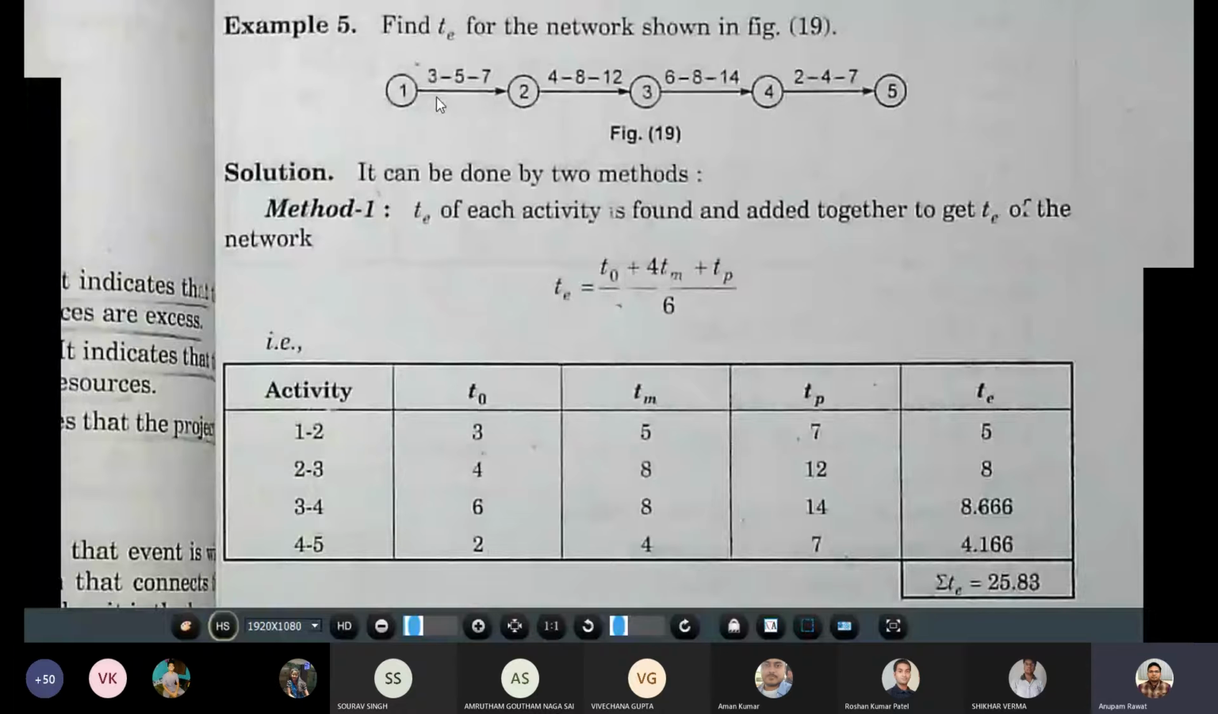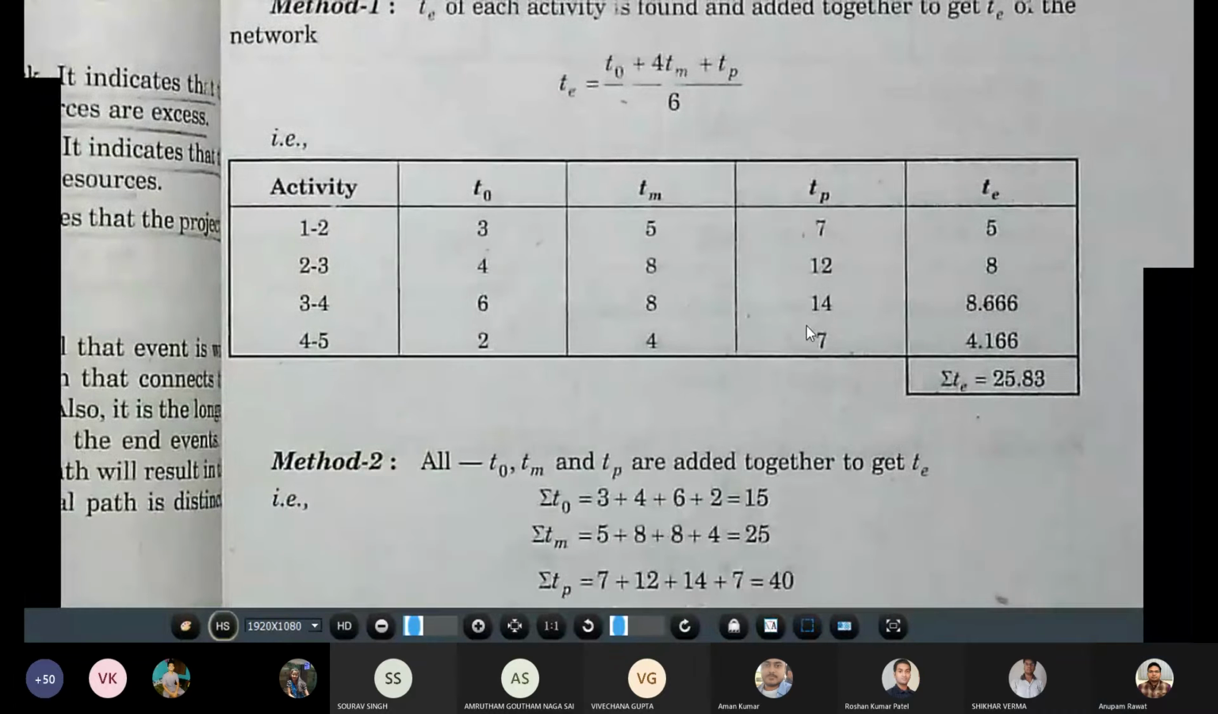So simply written in the tabular form. TM is given as 5, 8, 8, and 4. That is written in the tabular form. TP is the pessimistic time, that is given as 7, 12, 14, and 7. So TE can be calculated using this formula, that is (TO plus 4TM plus TP) upon 6. So that is 5, 8, 8.66, and 4.11. The summation of the whole is 25.83. So this is the way we can calculate the TE.